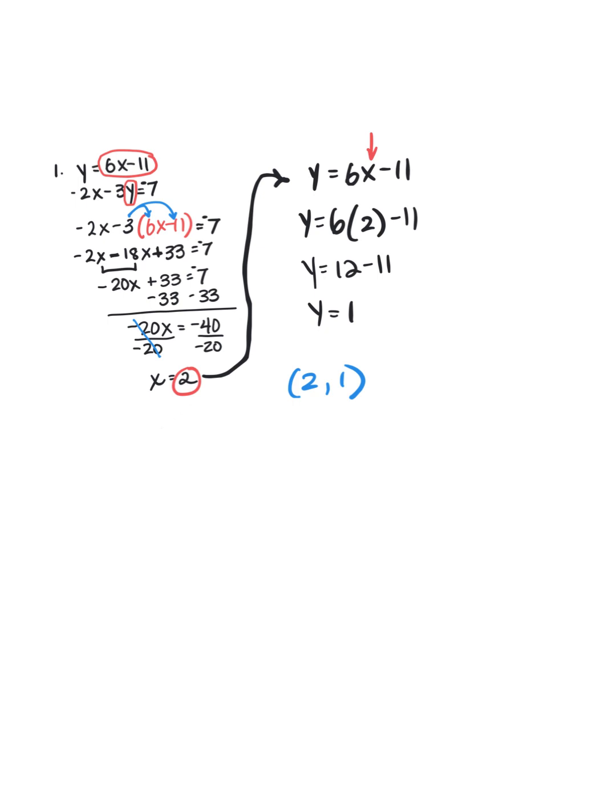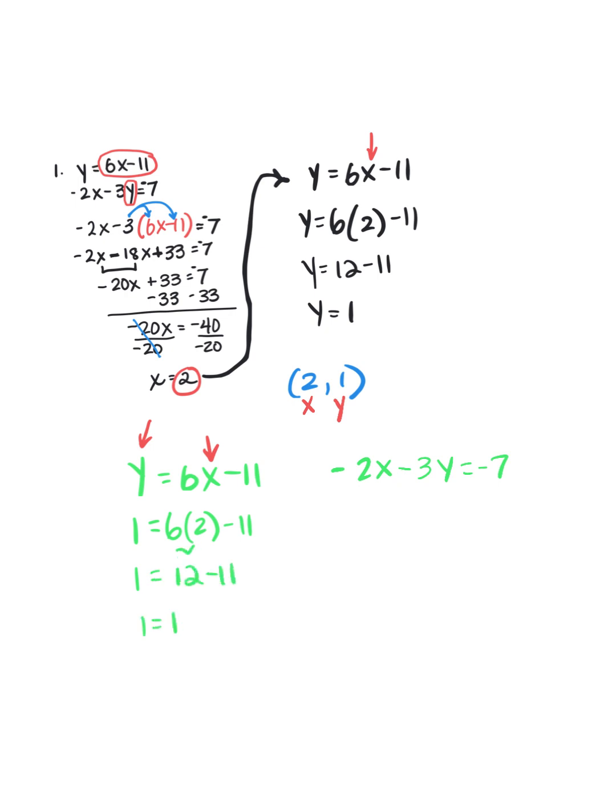So let me go back. I'm going to do it in green this time. I'm going to write out both the equations just so I have them. I have negative 2x minus 3y is equal to negative 7. All right, so this is where we substitute. The 2 is going to go here, and the 1 is going to go there, because this is x and this is y. So when I rewrite this, when I substitute, I get 1 equals 6 times 2 minus 11. 1 is equal to 12 minus 11, and that's true, 1 is equal to 1.